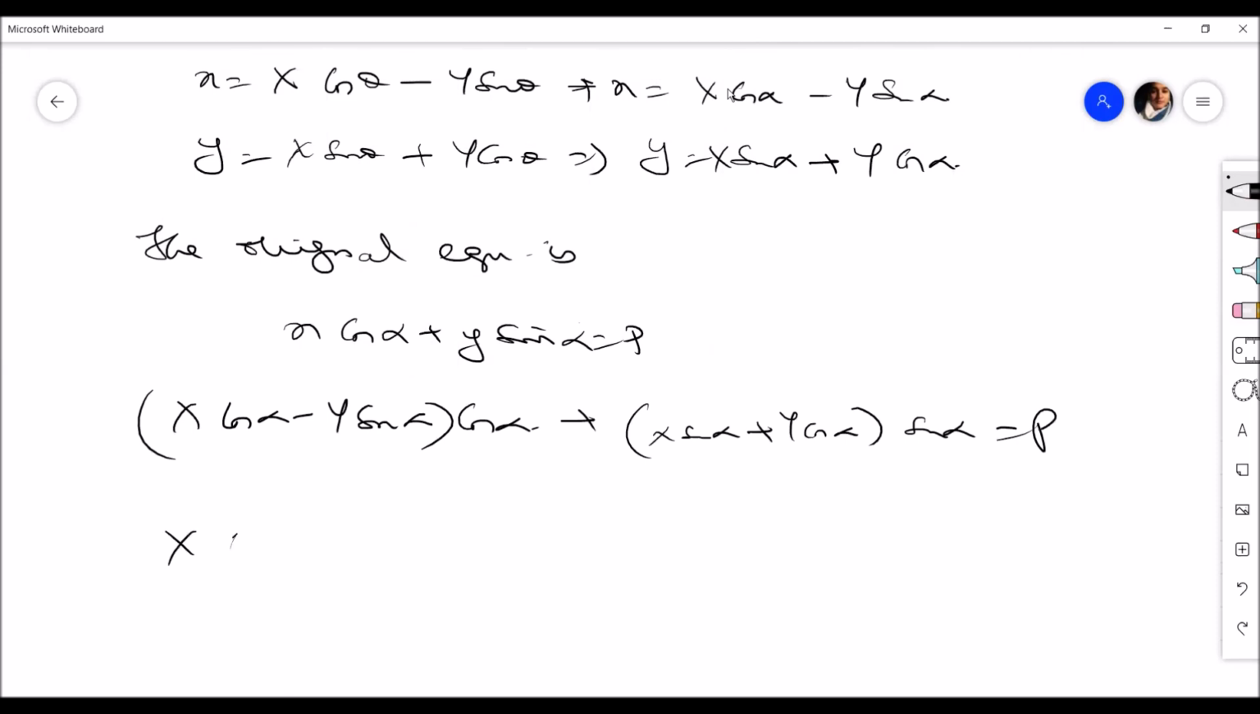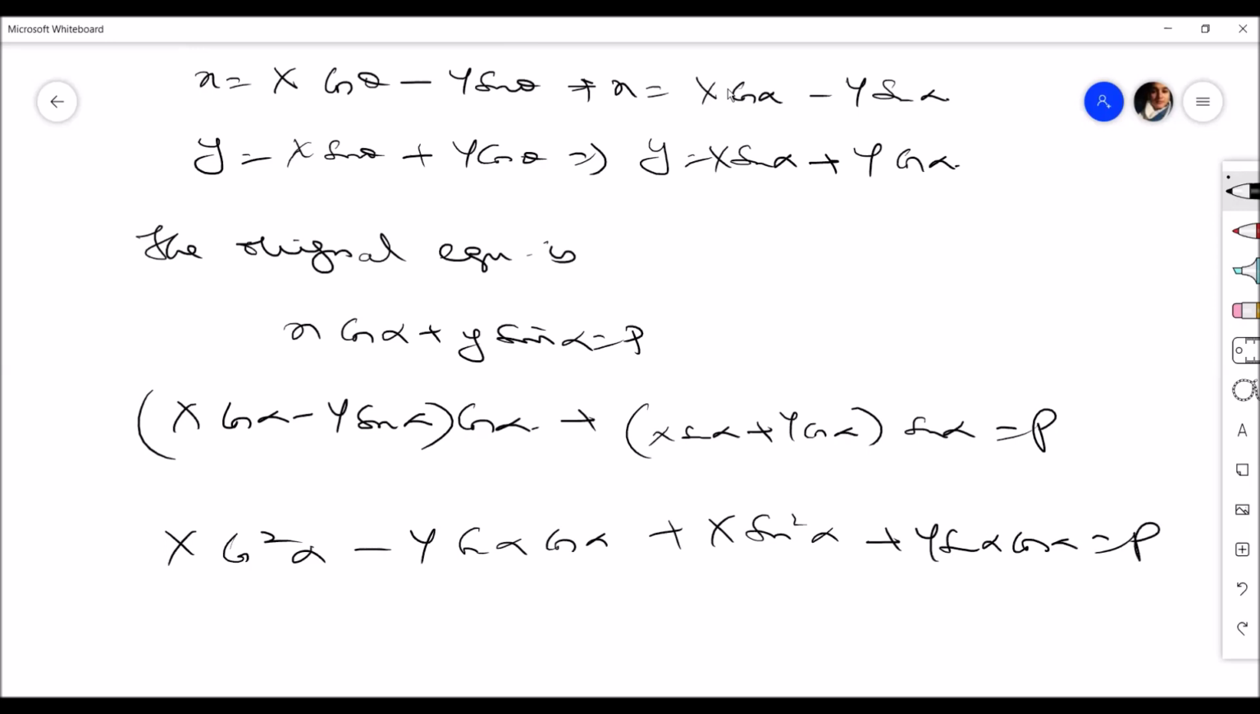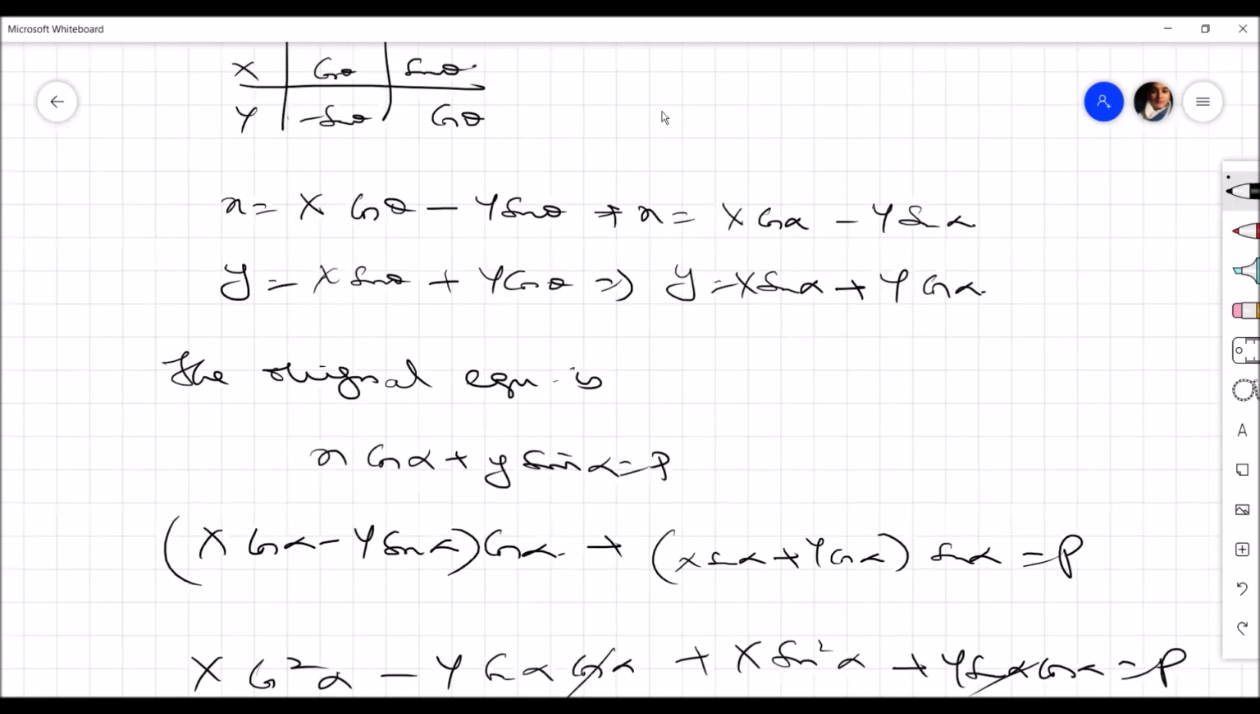So I'll get X cos square alpha minus Y sin alpha cos alpha plus X sin alpha cos alpha, in fact sin square alpha, plus Y sin alpha cos alpha is equal to p. So this gets cancelled. You're left with X cos square alpha plus X sin square alpha, which is simply nothing but X, and that is equal to p. Okay, so that's your final equation. Quite a simple problem. Any doubts, anyone?